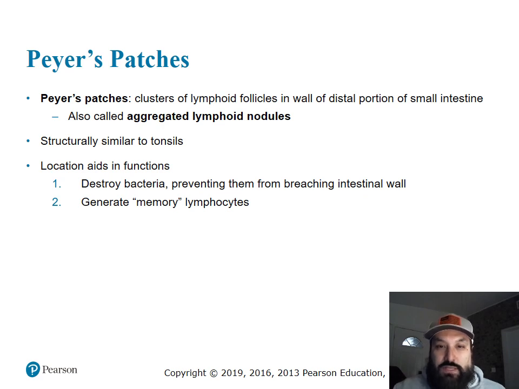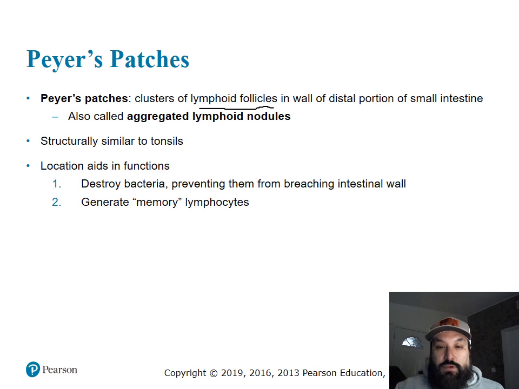Okay, Peyer's patches, right? Peyer's patches are a collection of the follicles of the lymphoid, right? So a collection of cells basically is what that means. And these Peyer's patches are very similar to tonsils, but they destroy bacteria. They prevent those bacteria from getting into the intestinal wall and then into the bloodstream. That's what they prevent. That's what these Peyer's patches do.